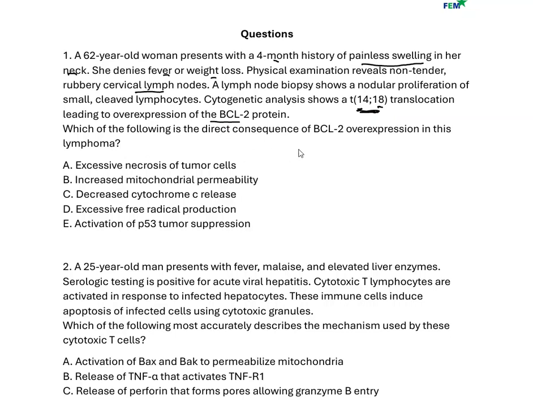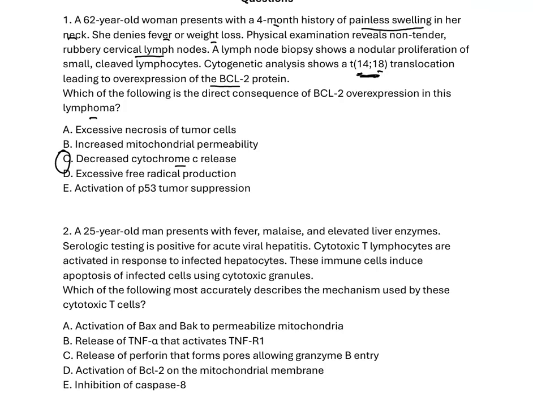So which of the following is the direct consequence of BCL2 overexpression in lymphoma? So what do you guys think? As you know, BCL2 prevents apoptosis by maintaining the integrity of the mitochondria. So as we know, BCL2 prevents what? It prevents apoptosis by maintaining the mitochondrial membrane. So the best answer there will be what? C. So decrease cytochrome C release by maintaining the mitochondrial membrane. Moving on to the next question.